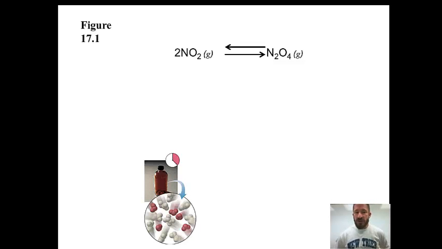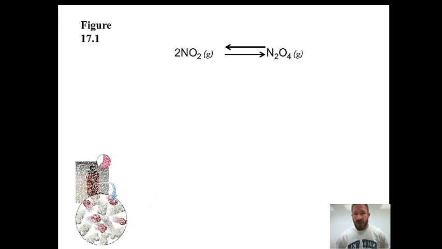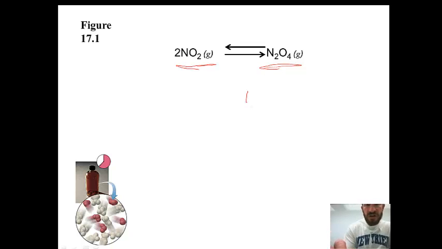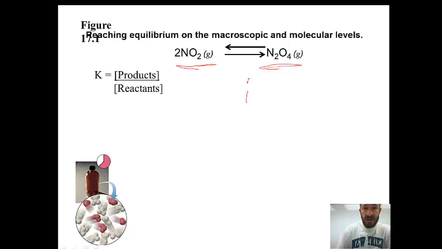So how would you write a K for this reaction? Now in this reaction we usually have the brown material here, and then we have the colorless gas here. So how do you write a K for this? K is always written with products over reactants. So remember, when you write a K, the K will be products over reactants. Now, the other thing you have to remember is that your coefficients become exponents.